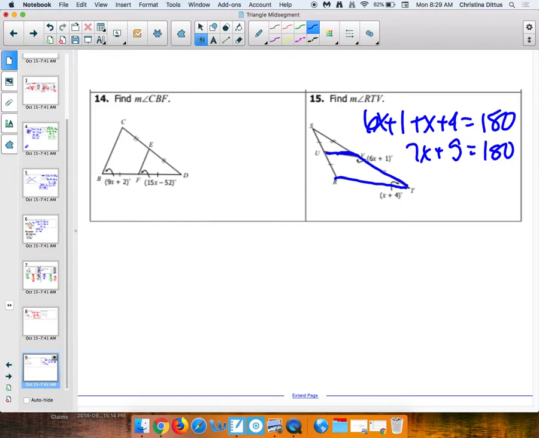Weren't you the one complaining about how fast I was moving? No. 7x equals 175. I'm sure you were. That's a lie. So x is what?